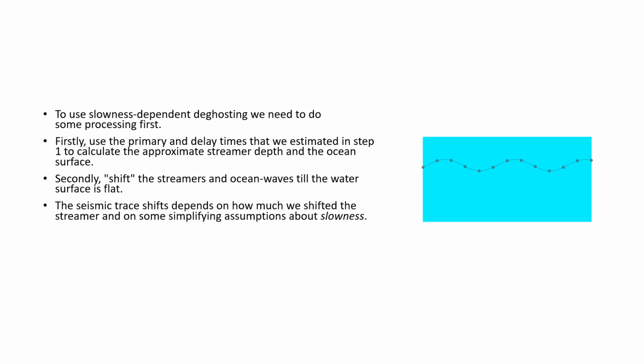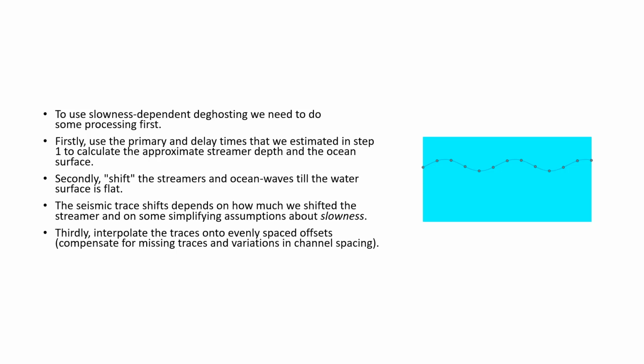And as I said, the seismic traces are shifted depending on how much we shifted the streamer, on those simplifying assumptions about propagation of the waves. The third thing we have to think about is interpolating all those traces onto evenly spaced offsets, compensating for missing traces and variations in channel spacing. And fourthly, deghost using an operator specifically generated for that streamer depth profile. So it's not an easy task.